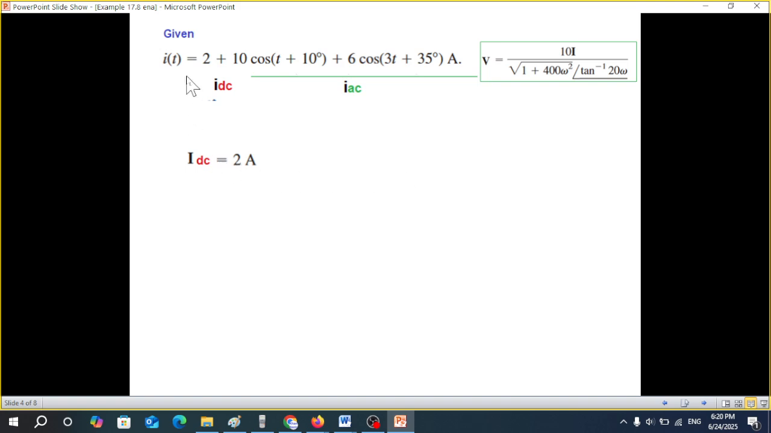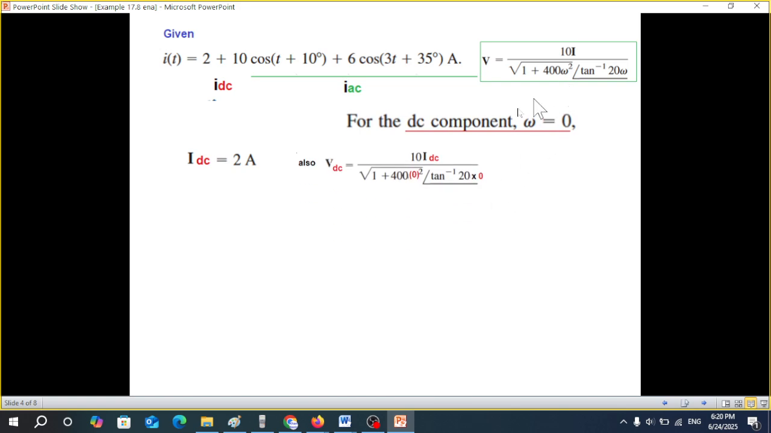So the DC current is 2 ampere and we can find the DC voltage from this equation by putting omega equal to 0, because we know that at DC omega is 0. So omega is 0, and here we put 0, this one is also 0. So tan of angle 0 will be 0, this term will be 0. So it is 10 into IDC, that is 10 into 2, which is 20 volt, angle 0. So this is the voltage and current in DC.